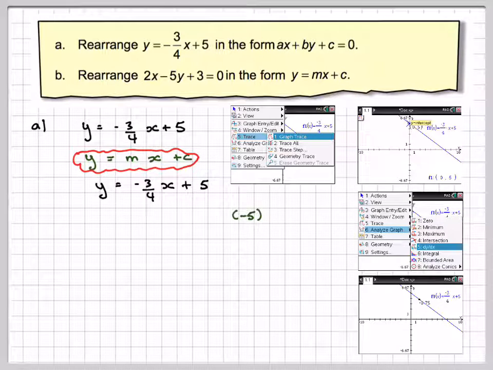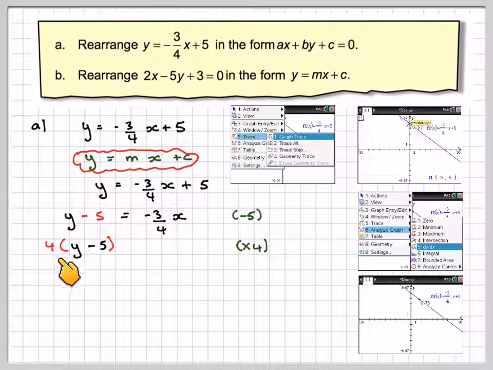So rearranging it, the first thing I'm going to do is take this 5. Now when you're rearranging things, you need to do things to both sides. So taking 5 from both sides, you get y minus 5 here, and here you get minus 3 over 4x. There's nothing else because you've taken 5 from that side. Next thing is we've got divide by 4, so we need to multiply by 4. So we multiply the whole of this side by 4, so I need to put these two brackets in. This side we're just going to have minus 3x, because if you multiply this side by 4, the 4s will cancel out.